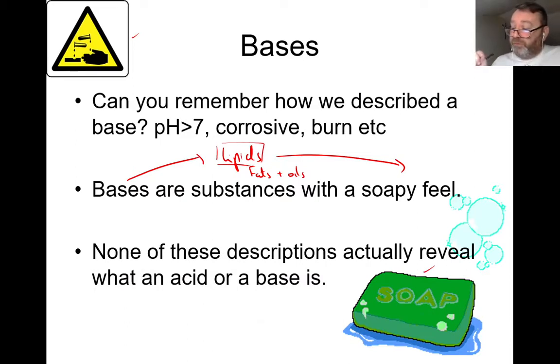None of these descriptions actually reveal what an acid or a base is. So when we talk about acids and bases from junior cert knowledge, we're describing them. Oh, it has a pH of less than 7, it's an acid. Oh, it has a sour taste, it's an acid. Oh, it has a soapy feel, it's a base. Oh, it has a pH of greater than 7, it's a base. But what we don't actually know yet, coming from junior cert, is what an acid is. How do I describe all that group of substances that have a pH of less than 7? Why do they have a pH of less than 7? What's the reason why the pH drops below 7 and gives these things an acidic nature?